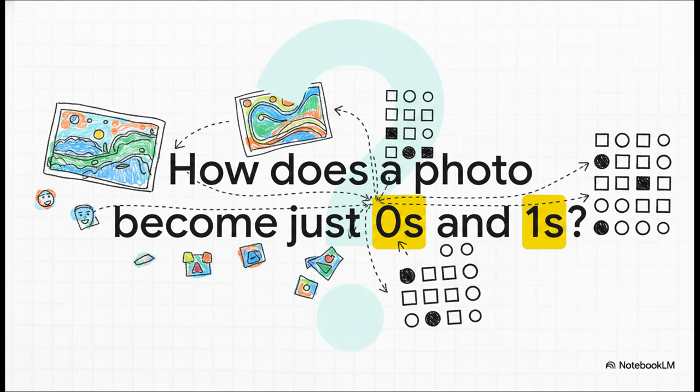So that's really the big question, isn't it? How does all this rich visual information, all these colors and shapes, get squashed into a world that only has two states, on or off? It seems kind of impossible, but trust me, it's the foundation of literally everything digital.